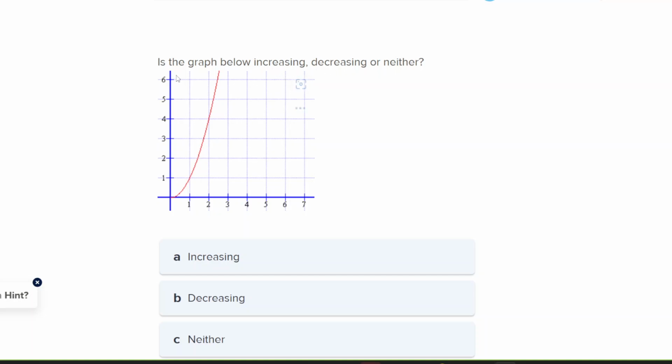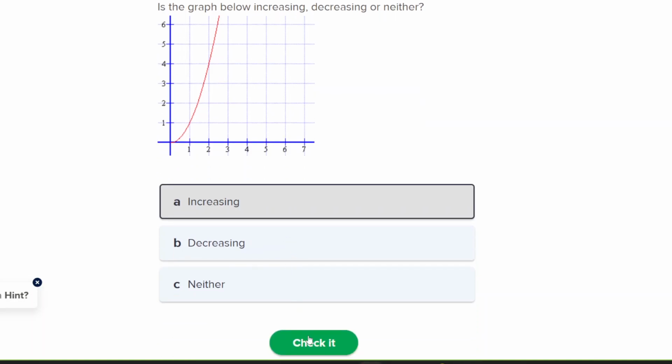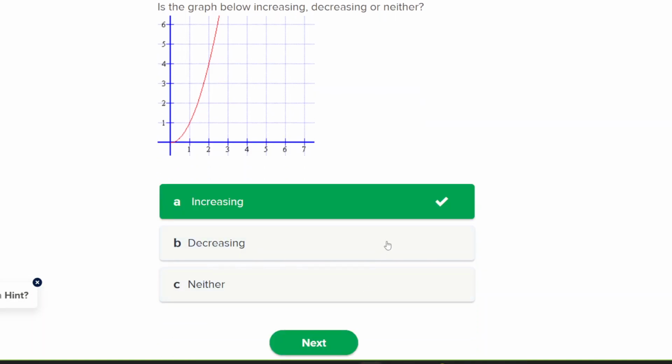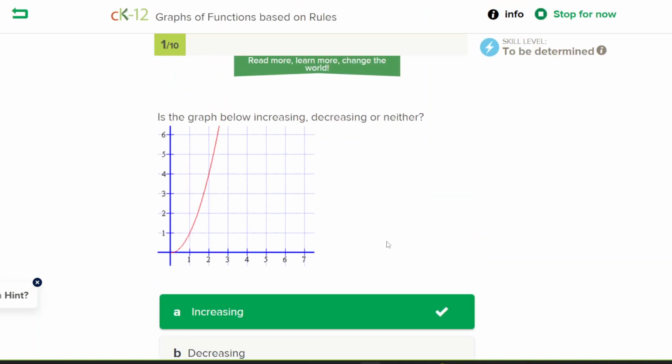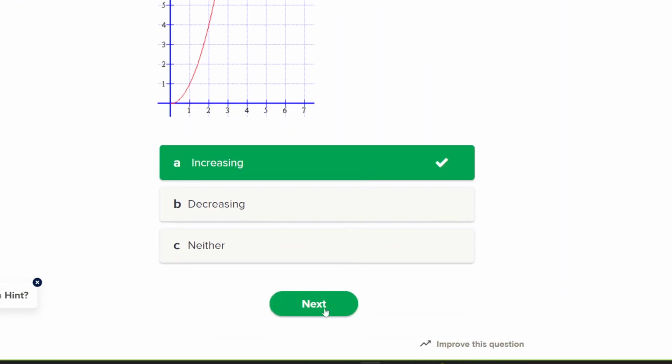Of course, if it was decreasing, then the red graph would be going down as I went from left to right. And if it was neither, it would be going down in some places and then up in other places, down then up or up then down. Not up the whole time or down the whole time, but here it's going up the entire time I'm looking at this. So this would be considered an increasing function. That's choice A. And I'll check it out. Great. And that's it for this first one. Pretty simple one, just looking at a graph and understanding the definition of whether a function is increasing or decreasing. What does that mean?